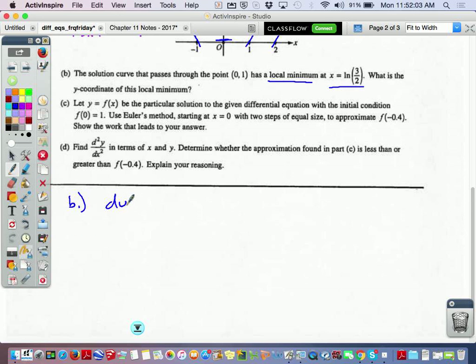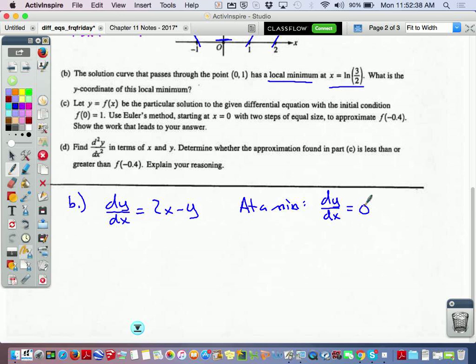The derivative that they gave us is 2x minus y. Well, we know that at a maximum or a minimum, dy/dx must equal 0. So knowing that, if I know that dy/dx has to equal 0 at this minimum, and I know the x value, I can plug stuff in and actually solve for what y is equal to.